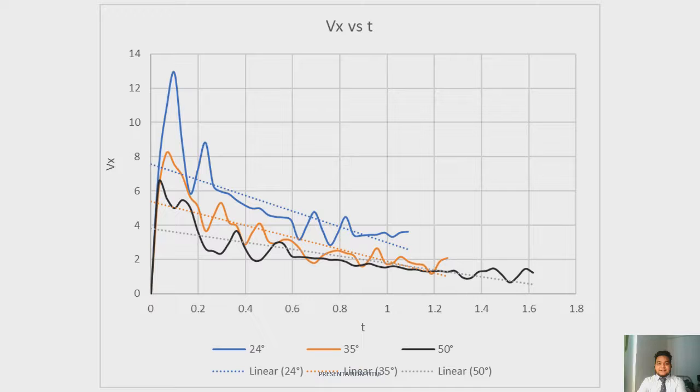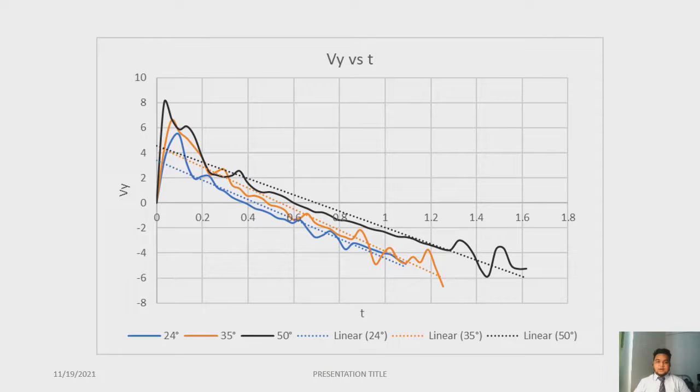Right now is the Vx versus time, the velocity for the x-axis versus time. This graph shows the velocity at the x-axis. Next one is Vy, velocity of y against time. This graph shows the velocity at the y-axis.